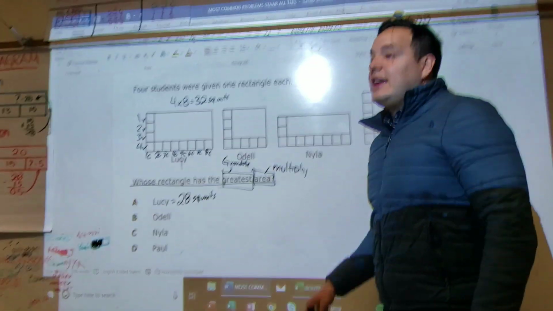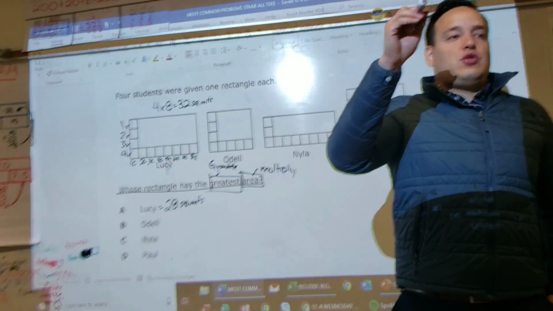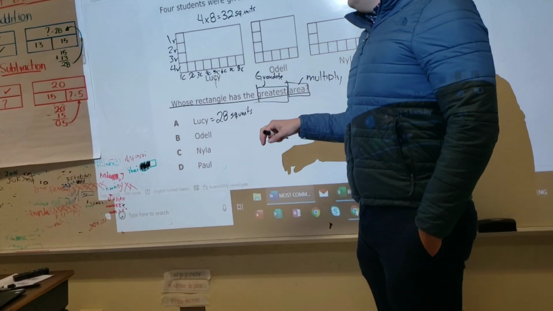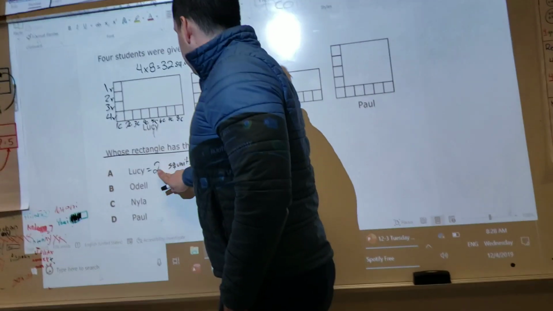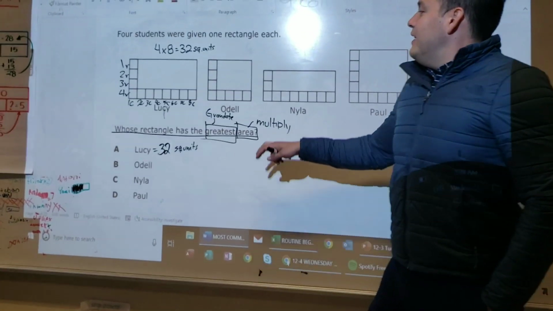Square units. Square es como square de cuadrado. Okay? Es 32. Ah, sí, es 32, perdón, 32. Bueno, hasta ya me equivoco.